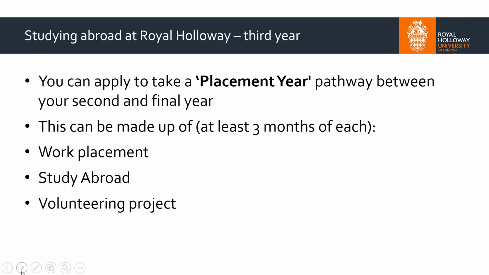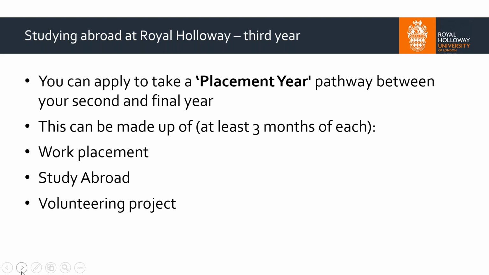And then finally, the third option for the third year, or the second option for the third year choice for studying abroad at Royal Holloway, is by taking a placement year pathway. Again, this is taking your third year out. So between your second and your final year, you would study abroad. The unique thing about this situation at Royal Holloway is that you don't have to be studying abroad for the entire time. You could mix and match it with something like a work placement or volunteering project. It needs to be made up of at least 3 months of each of these. If you were going to do all three, it would have to be 3 months of each. If you were going to do only two, it would have to be 6 months and 3 months.